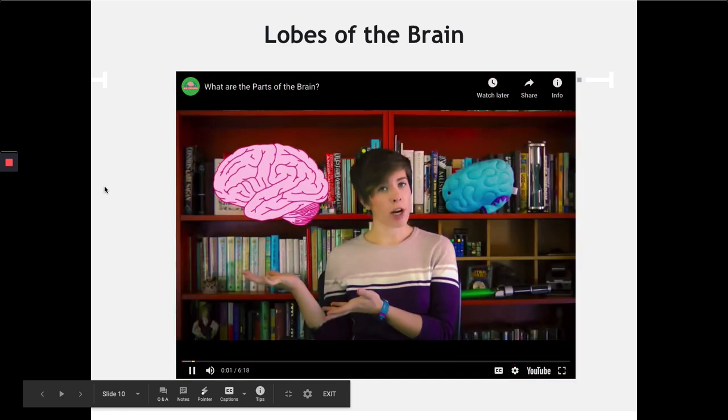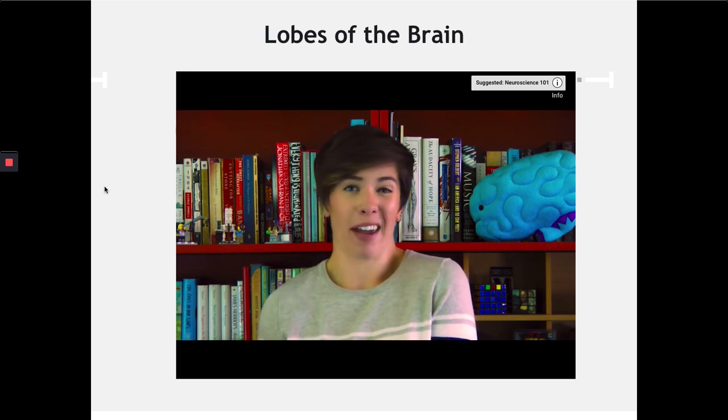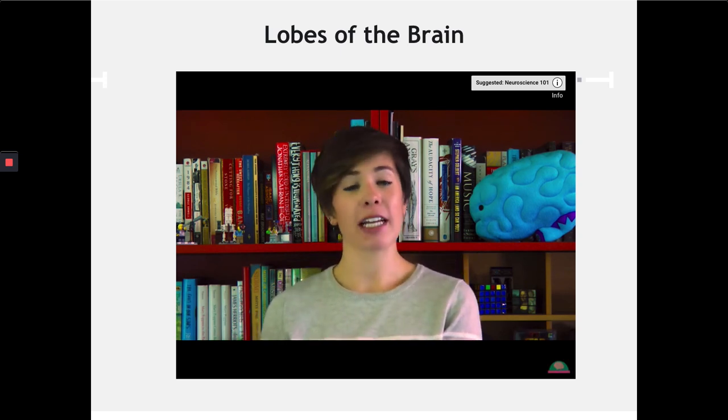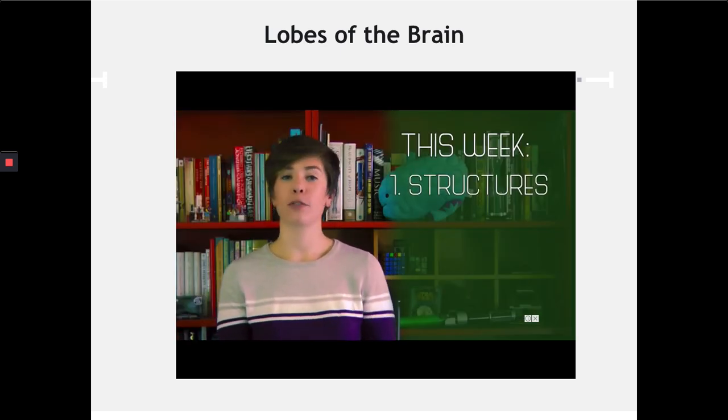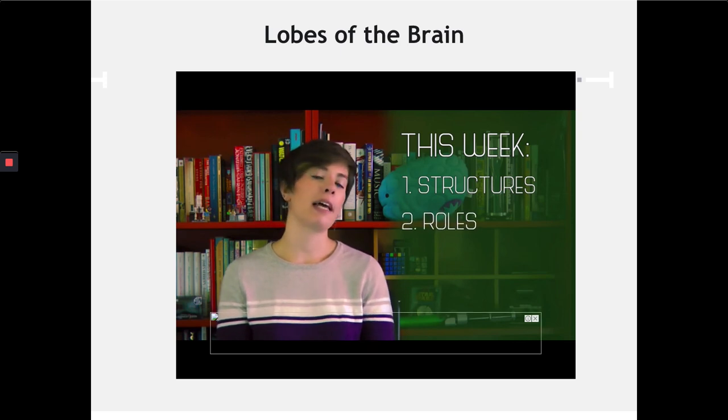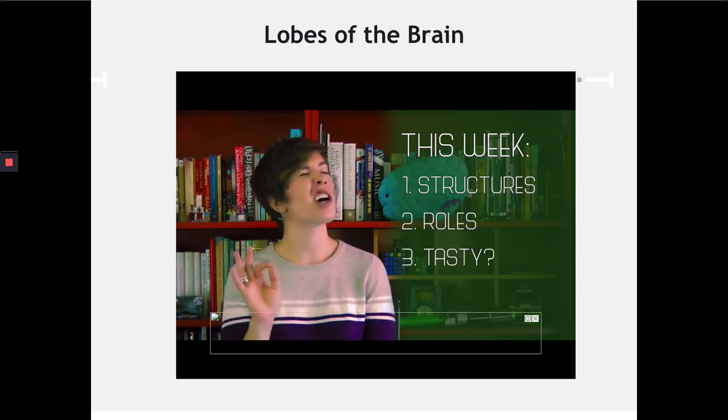This is what a human brain looks like. It looks kind of like raw hamburger, but each part of the brain is responsible for different tasks. I'm Allie Astrocyte, and you're watching Neurotransmissions. This week, we're going to talk about the different structures of the brain, the roles they play, and how to tell if it's cooked just right.